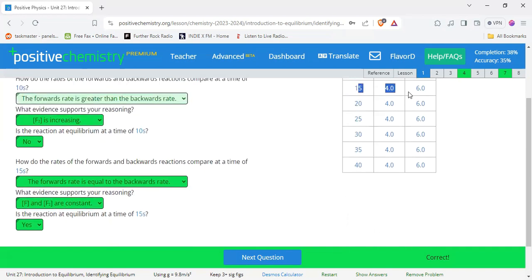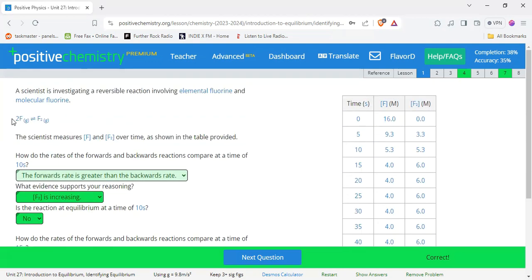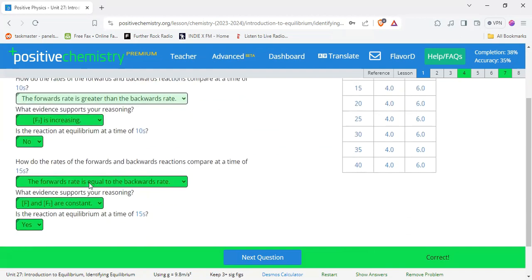Now the next part is at 15 seconds. At 15 seconds, the molarities don't change. So it's going just as much to the right as it is to the left. So the forward rate is equal to the backward rate. All the molarities are constant, and it is at equilibrium.